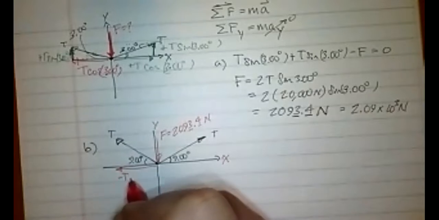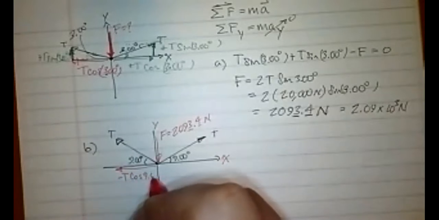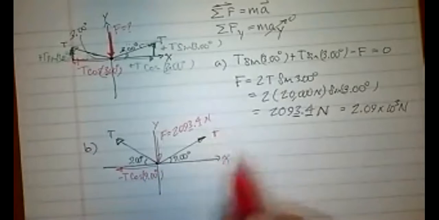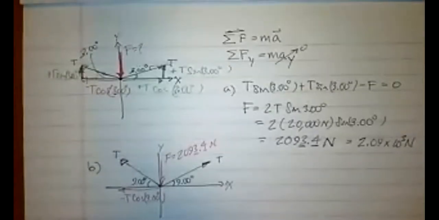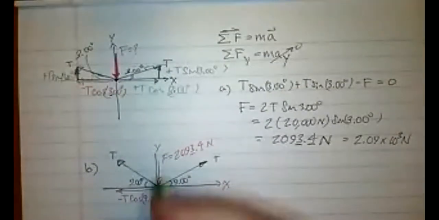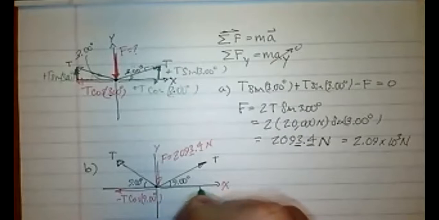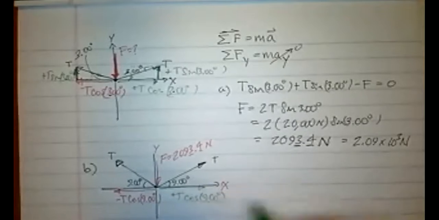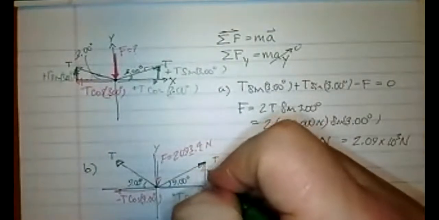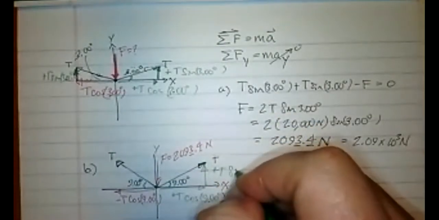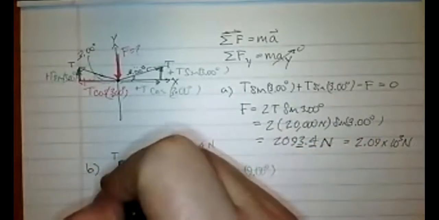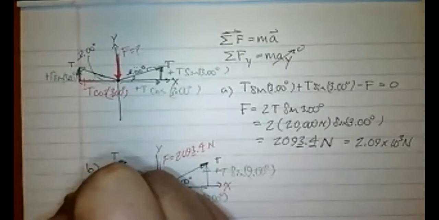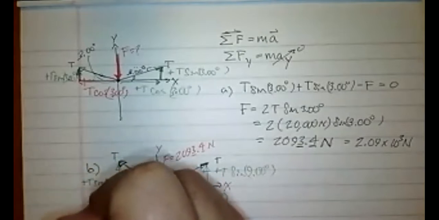I can see that this component, of course, is negative. So this will be negative T cosine 9.00 degrees. And then all the others are actually going to be positive. So this will be positive T cosine 9.00 degrees. This one will be positive T sine 9.00 degrees. And this one will be positive T sine 9.00 degrees.